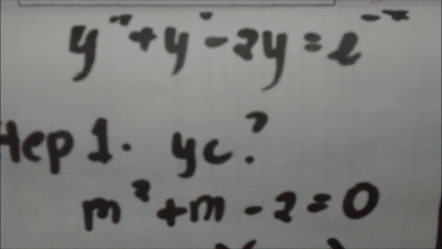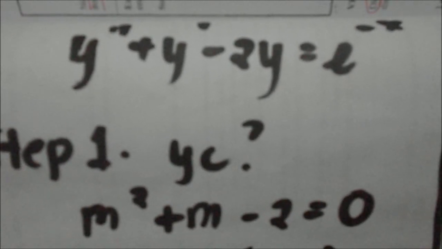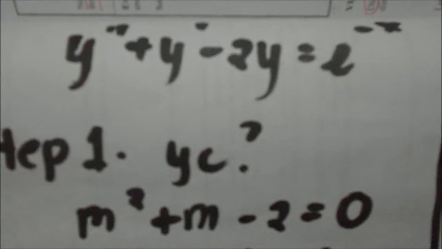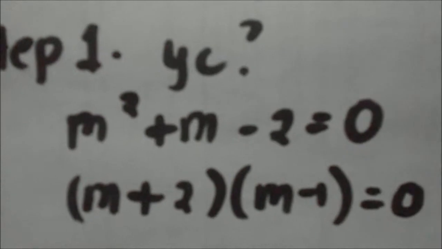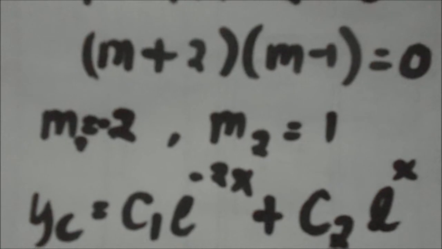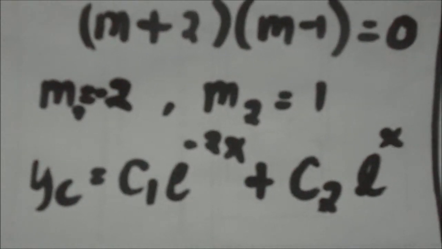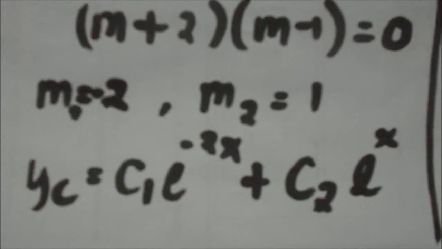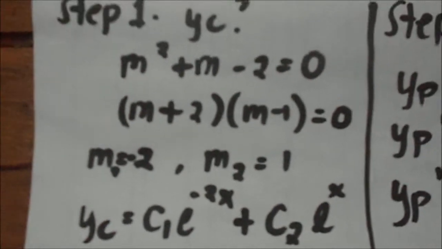In finding the general solution of a non-homogeneous linear equation, we must first solve its associated homogeneous equation. So we have yc: m squared plus m minus 2 is equal to 0, (m plus 2)(m minus 1) is equal to 0. We have m1 is equal to negative 2, m2 is equal to 1. So we have the complementary function y is equal to c1 e to the negative 2x plus c2 e to the x. So we now have the solution of the associated homogeneous equation.